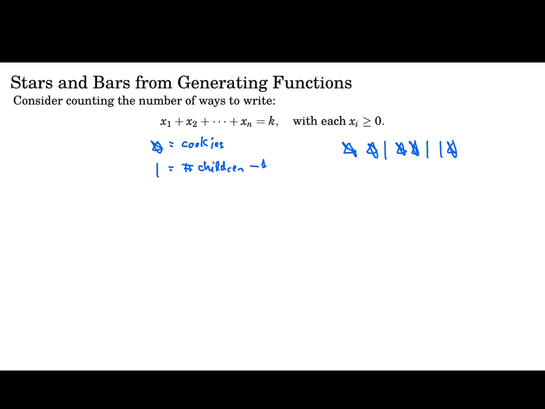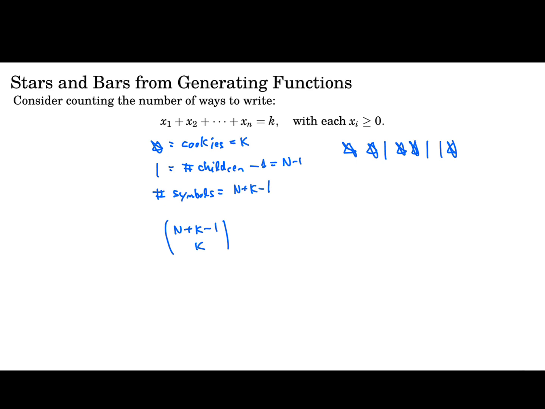And so in general, the number of cookies is equal to k, and the number of bars is equal to n minus 1. And so the total number of symbols is equal to n plus k minus 1. And we need to see all the ways that we can choose where we position the bars. So the solution to this was n plus k minus 1 choose k. So we already know how to solve this, and this is a nice counting technique for doing that.